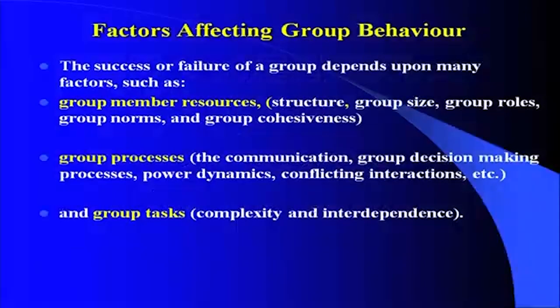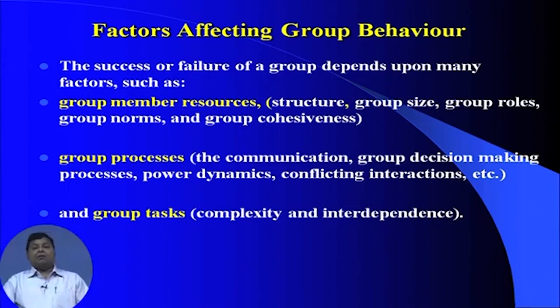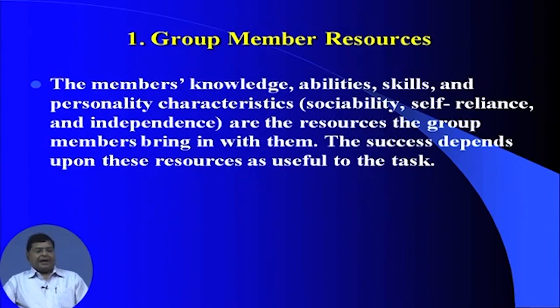The other one is group process, like the communication process, how people are communicating, the group decision making process, power dynamics, who is having what kind of power in that group, and then conflicting interactions amongst the group members. And the other one is group tasks, that is complexity and interdependence. So these are the factors affecting group behavior. Now, starting with the first one, that is group member resources.